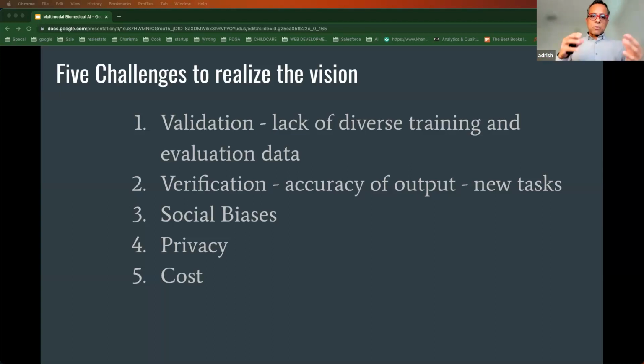And then the second problem is verification, which is the accuracy of the output, because an LLM type of model can take on a new task. It can do a lot of new tasks, even ones that the model was not trained on. But the challenge then is whether what the model does on the new task is actually useful or accurate. So this is an ongoing problem that we have to figure out as an industry how to solve.